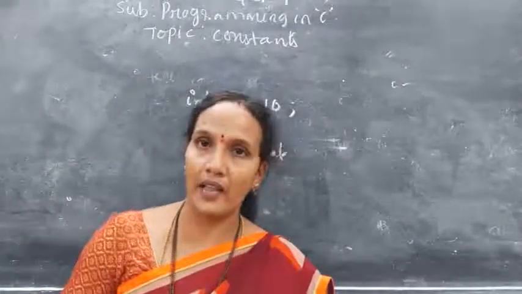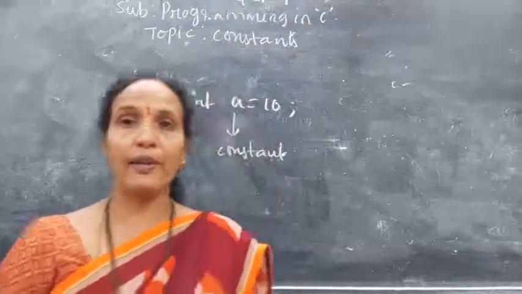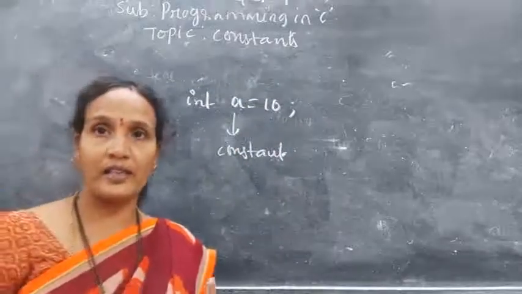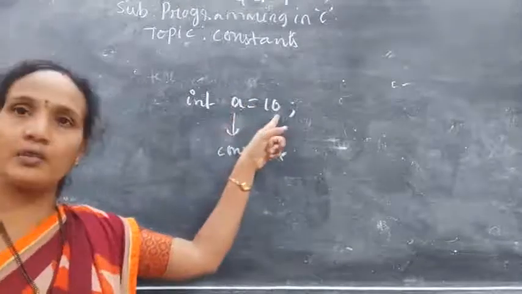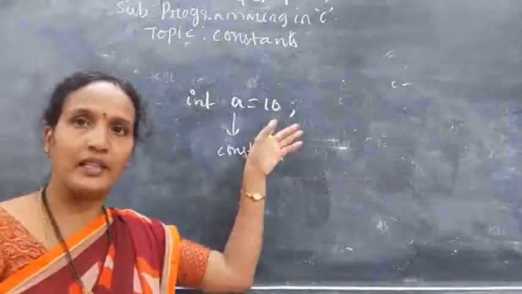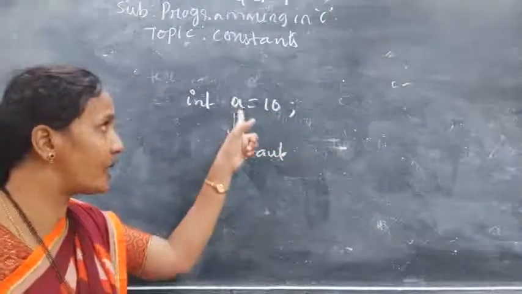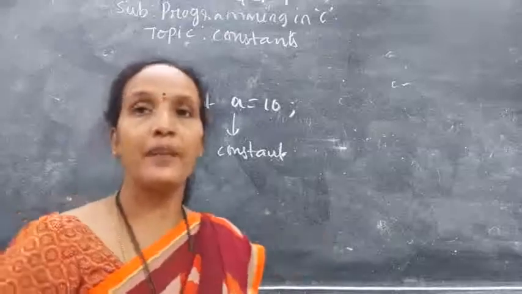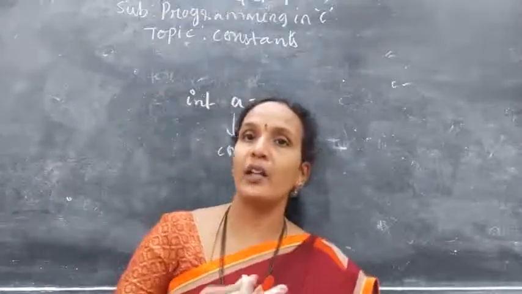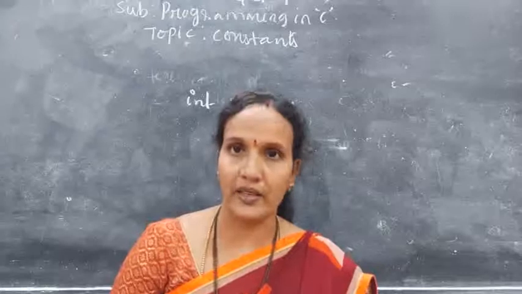A constant can be an integer, float, whatever it may be, but we are categorizing based on the value the variable is holding. Here, what type of value is the variable holding? 10, which means it is an integer. So that is why this variable is called an integer constant, because that variable is holding an integer value.